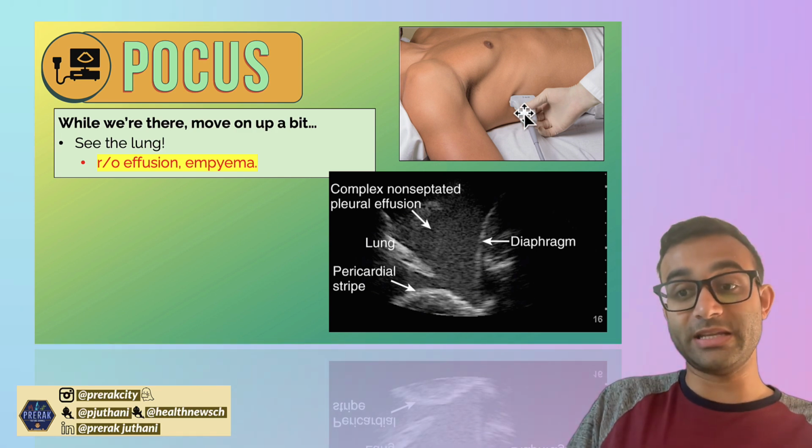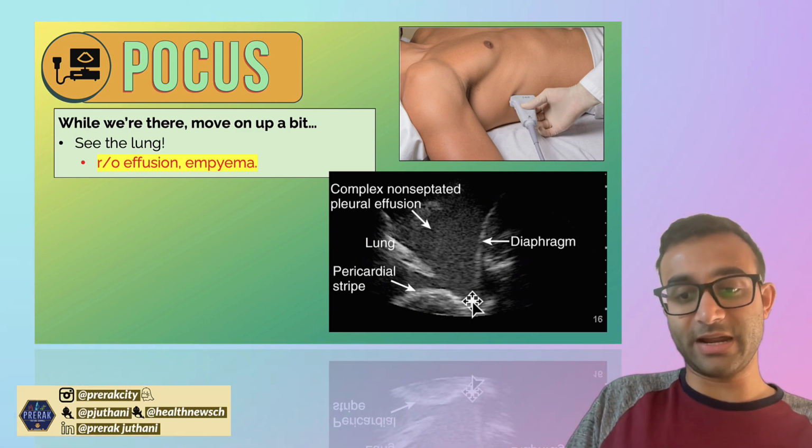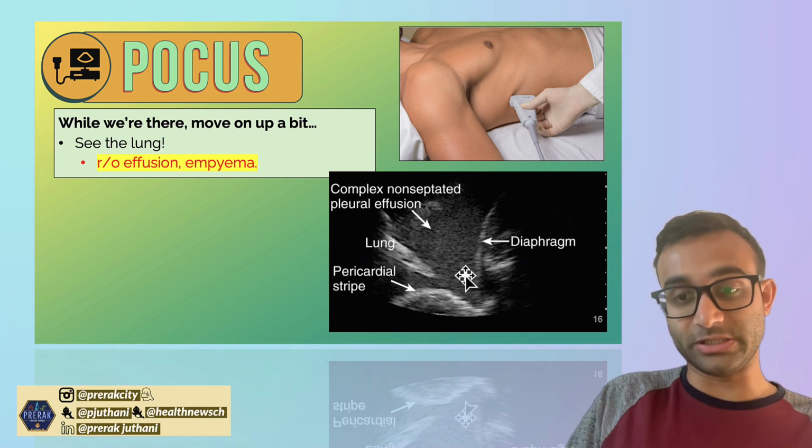And again, notice here that we're moving up. Interestingly, they're using a linear transducer. I don't know why. You should be using the phased array transducer. And if you go here, you can see the diaphragm. And again, you can see that above the diaphragm is going to be lung. And sometimes you can even see effusions, right?